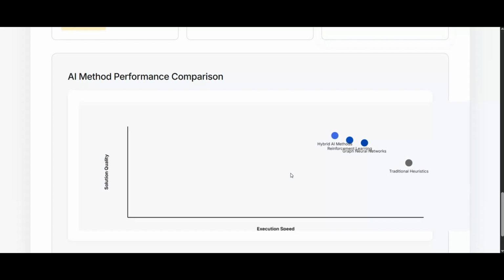Here we have the performance comparison chart. The horizontal axis shows execution speed, while the vertical axis shows solution quality. You can see that traditional heuristics sit lower on the quality scale even though they run quickly. And as we move forward, graph neural networks and reinforcement learning methods produce higher quality solutions, although they take slightly more computation time. At the top right, hybrid AI methods stand out. They balance both speed and solution quality effectively, offering the best trade-off between accuracy and practicality.